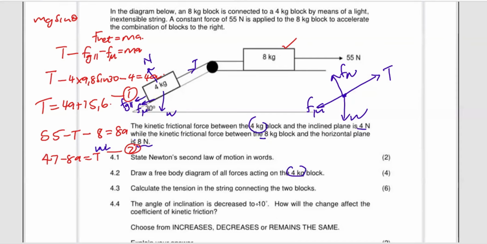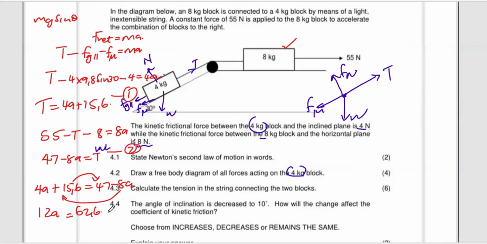Let me equate the two. So 4a plus 15.6 should give me 47 minus 8a. Let me move the 15.6 there and the 8a that side. So it's going to be 12a is equal to 47 plus 15.6, getting 62.6. Did we do anything wrong?